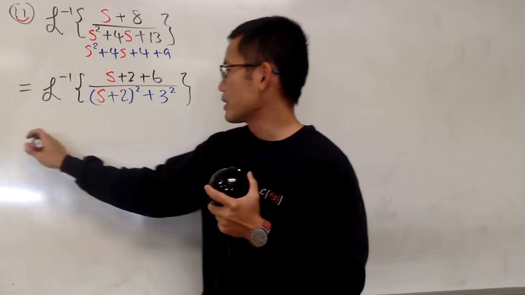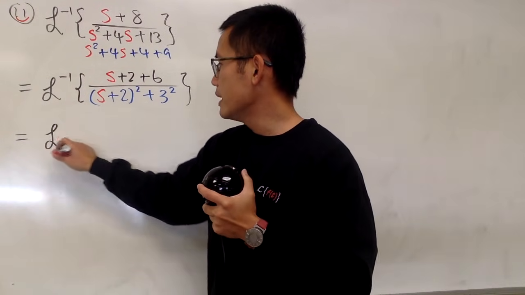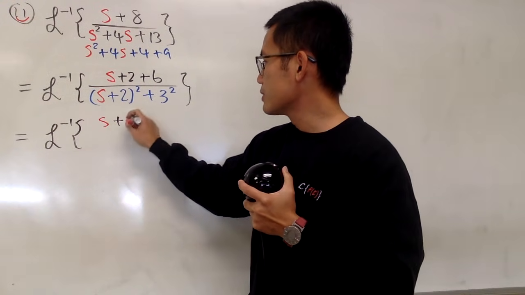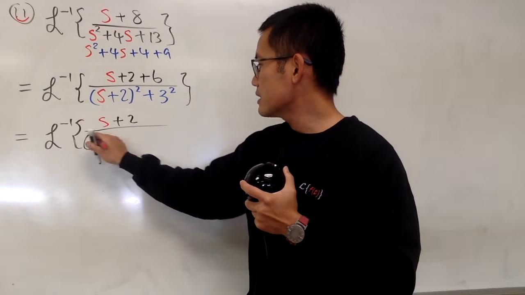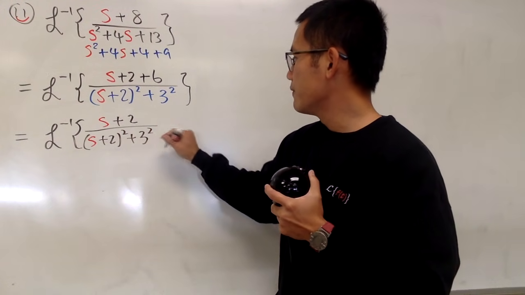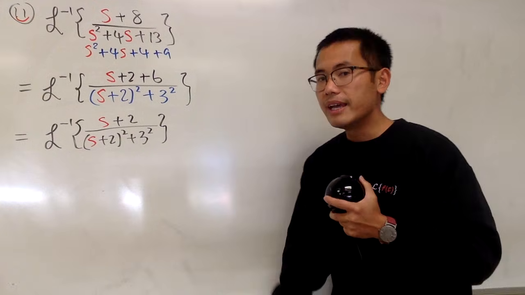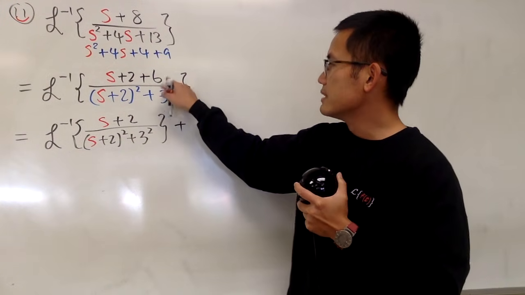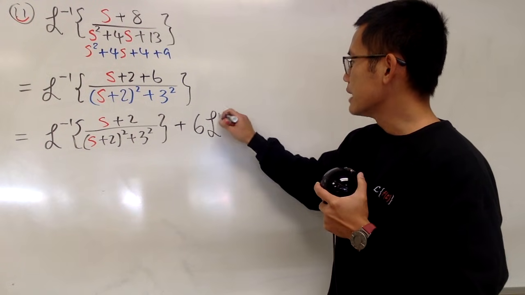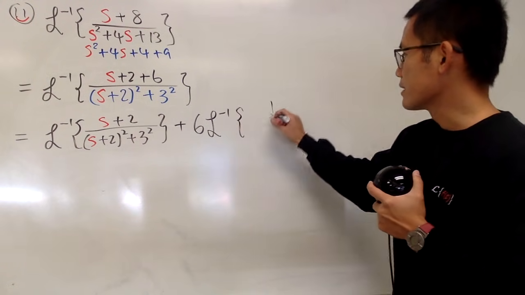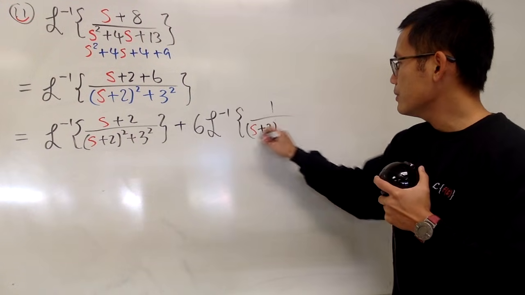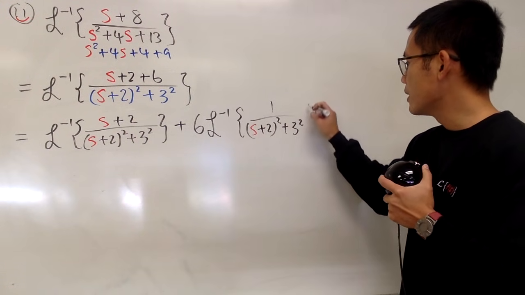So I will write it down one more time for you guys. Here is the inverse Laplace of this over that, which is s plus 2 over parentheses s plus 2 squared plus 3 squared. Very nice. And then right here, 6 is a constant multiple, so we'll put that outside: 6 inverse Laplace of 1 on the top, and then here we have s plus 2 squared plus 3 squared, like this.